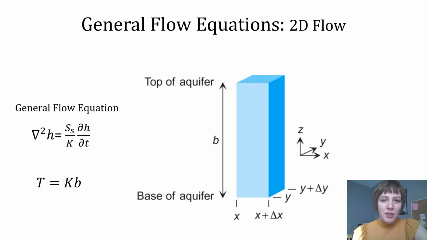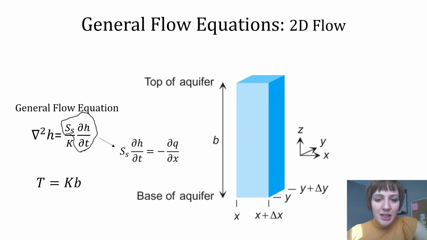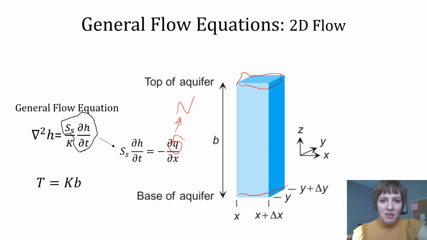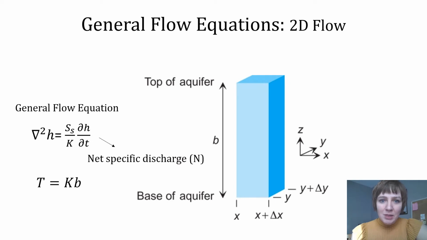And instead of using specific discharge Q, which is actually hidden in this general flow equation, there you can see it, specific discharge Q, we're actually going to use net specific discharge, which we denote with an N. So net specific discharge coming in the top and out the bottom of the volume under consideration. So the Q actually becomes N, net specific discharge.